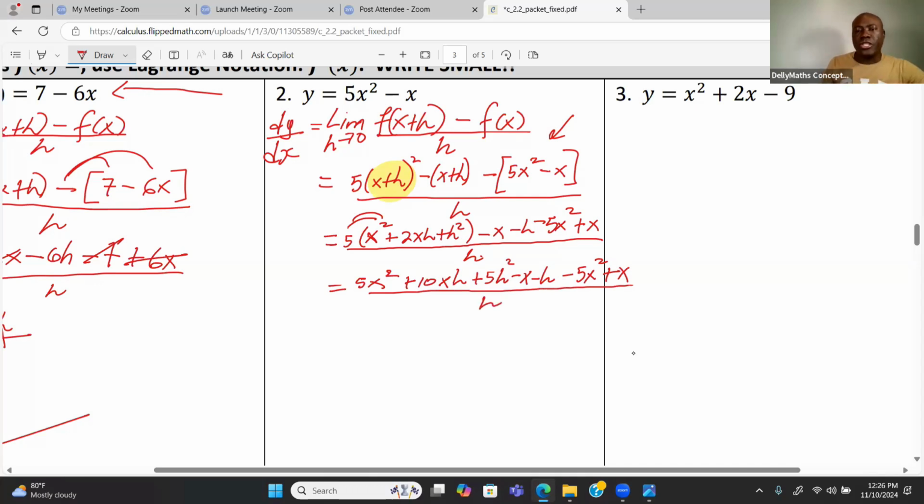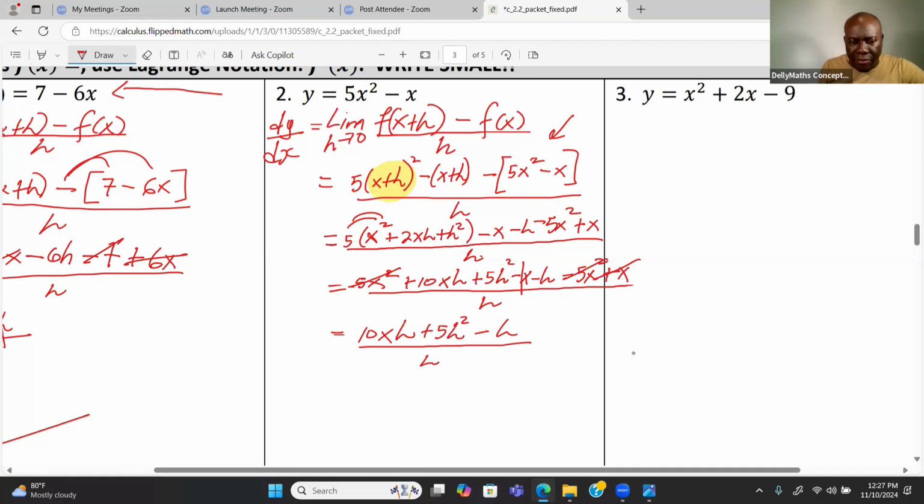At this time, I'm going to just cancel some stuff that I have to cancel. Okay? For example, 5x squared will cancel with a negative 5x squared. Positive x will cancel with a negative x. 10xh plus 5h squared minus h. And all of this is over h.